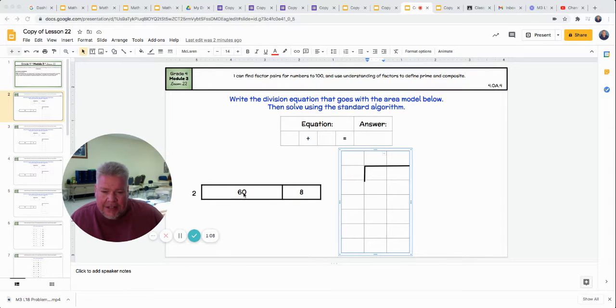I've got a 60 and an 8 divided by 2. So can you tell me what number a 60 and an 8 would be? It's just these two added together, isn't it? 60 and 8 would be 68.